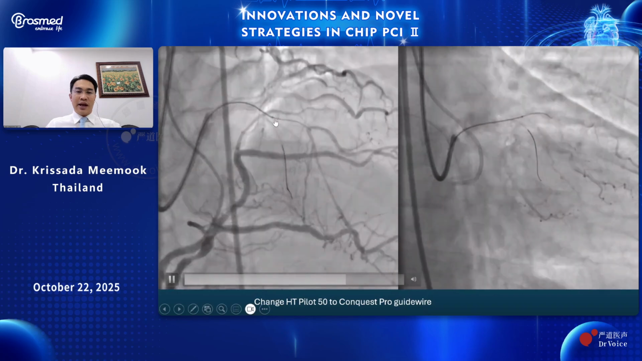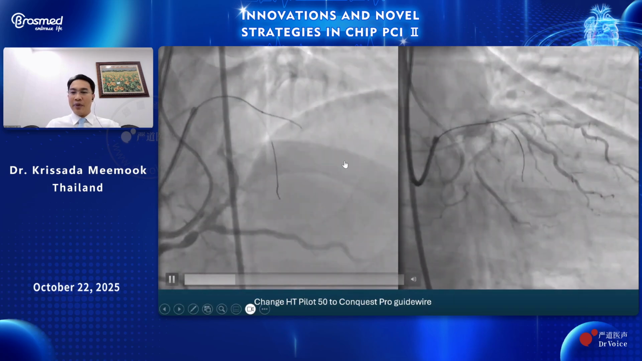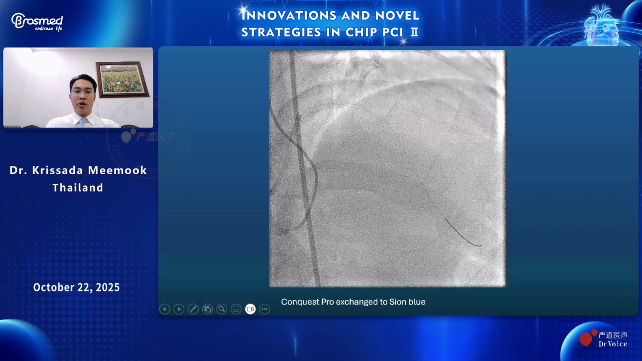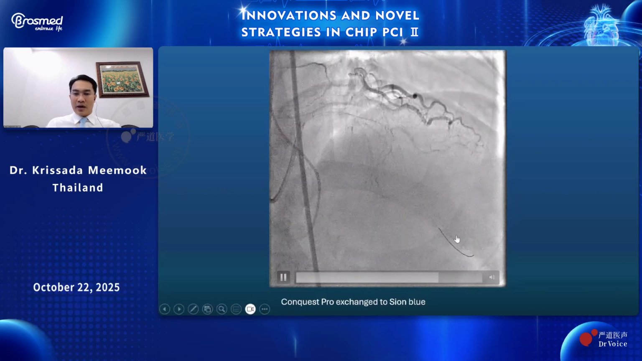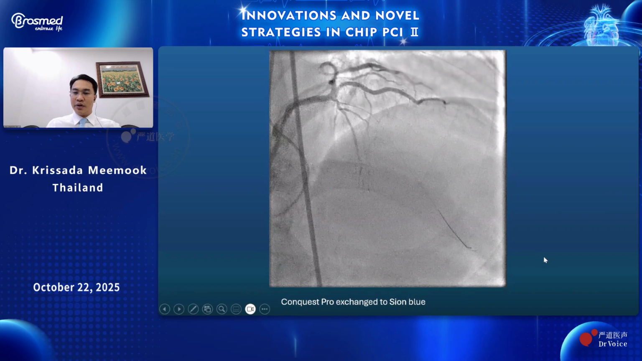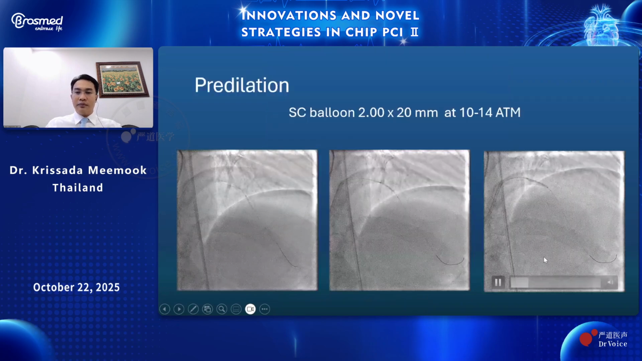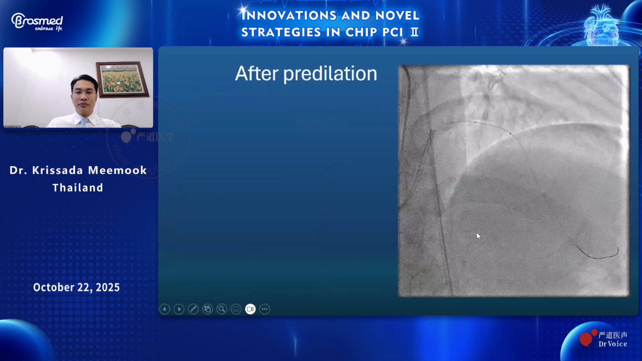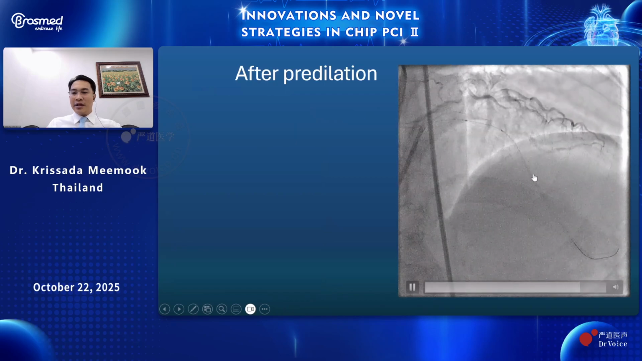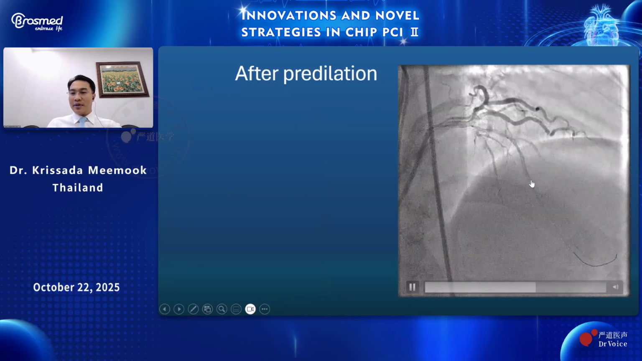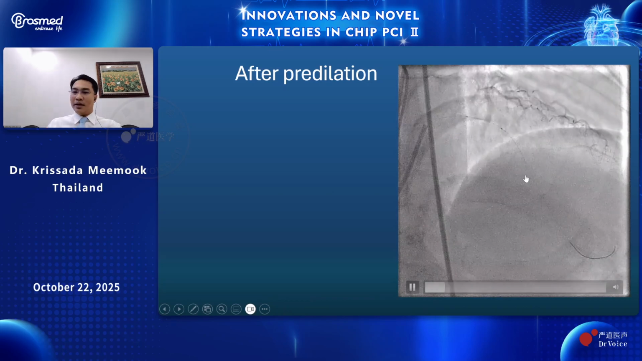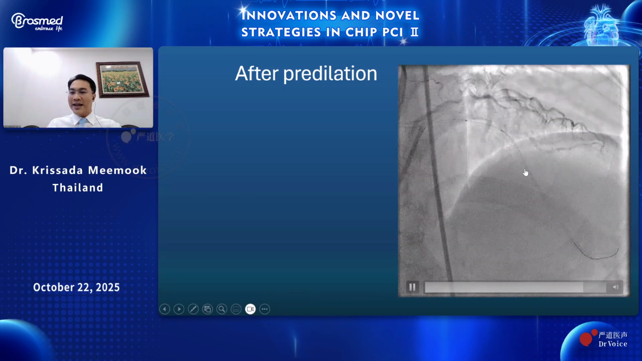So we push the ProNavi, and finally we change the Pilot 50 to the Conquest Pro, and now we can cross the wire to the distal true lumen. After that, we use a small balloon to dilate the vessel. After predilation, you can see something is not correct right here. You might appreciate the linear intraluminal filling defect inside the LAD.